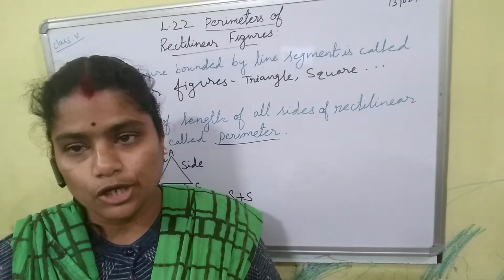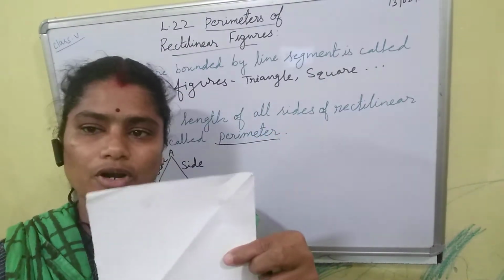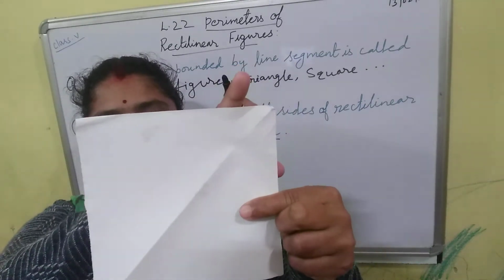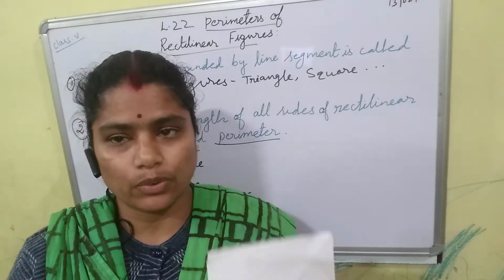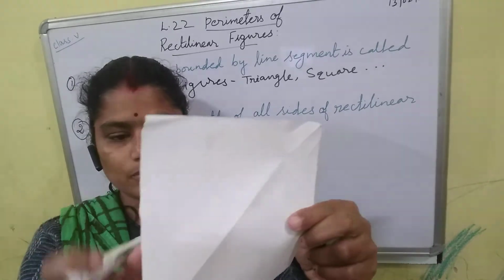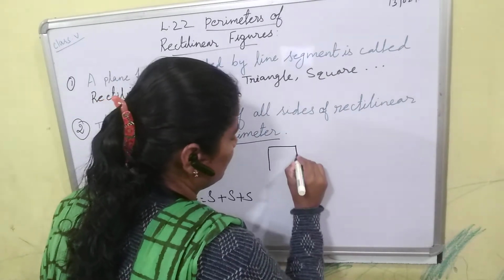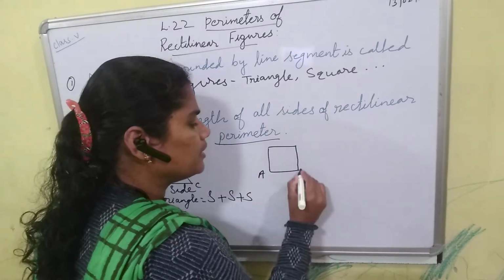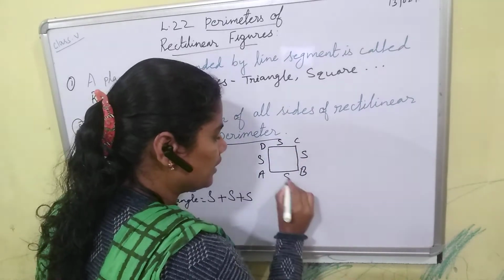Next, I am going to tell you about the square. This is the square. We learned it already in previous classes. In the square, these four sides are equal. What is special about a square? Four sides are equal. We can give any alphabets, A, B, C, D, to the sides.